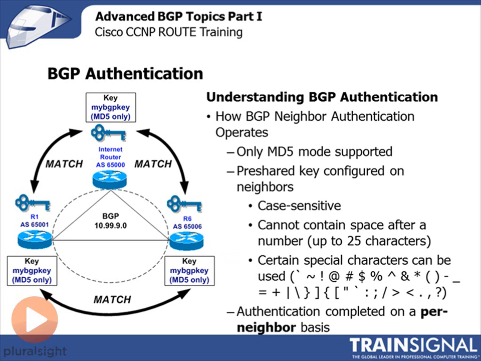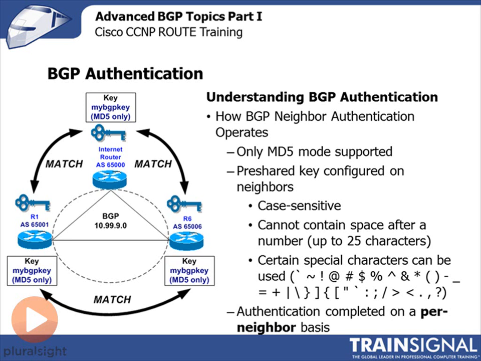Now, BGP authentication, there are a couple things about it that are distinctive. Much like EIGRP authentication, only MD5 is supported. There is no clear text password support. As with the other protocols that we've discussed, there is a pre-shared key configured on neighbors. Understand that it is case sensitive. Capital C Cisco and lowercase c Cisco are considered different keys, so keep that in mind.